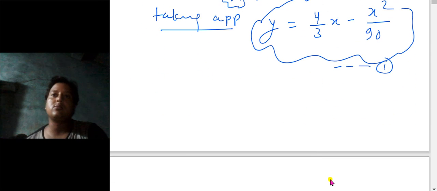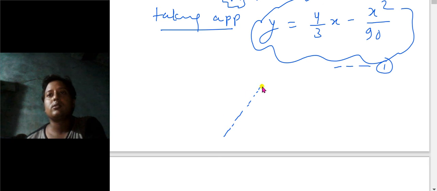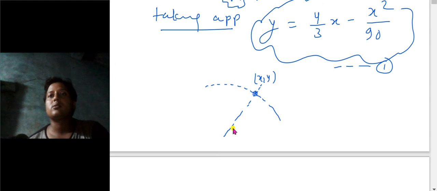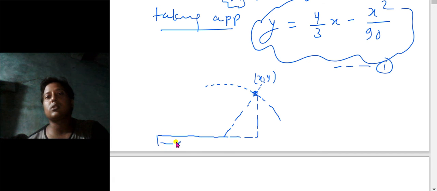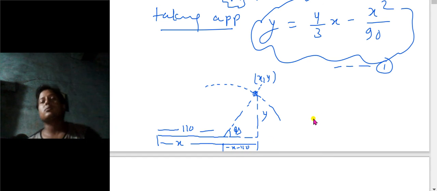Now from the diagram we also have a line where the parabola cuts. This is our x, y coordinate and this length is x, this total length is x, and this length is 110, this length is y, this angle is 45, so this length is x minus 110, and therefore y equals x minus 110.